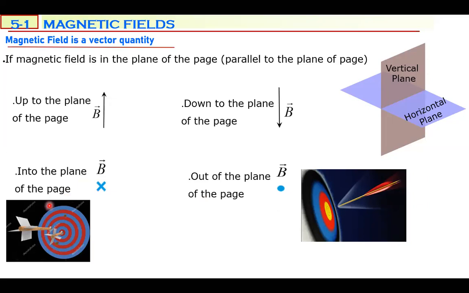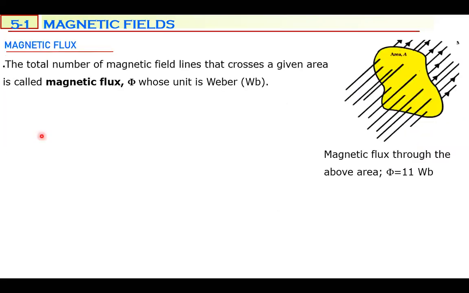And one more quantity we will define in this section is known as the magnetic flux. Magnetic flux will normally be explained and used mostly in chapter 6, but it is defined here. Its definition is like this. The total number of magnetic field lines that cross a given area is called magnetic flux. Its symbol is phi and its unit is Weber.